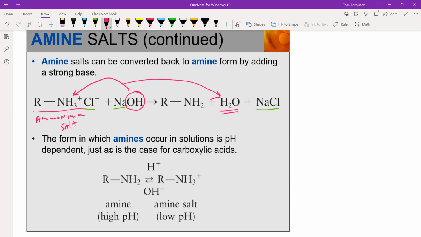Okay, if we introduce a hydroxyl ion, that can grab hold of that hydrogen there and pull it off, forming water.